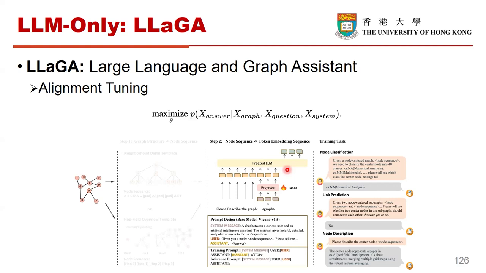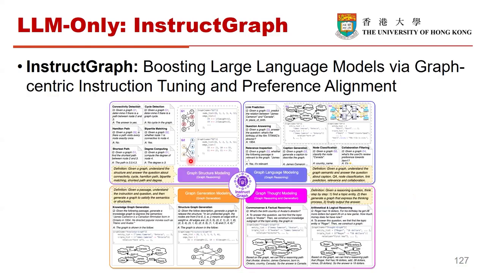And they conduct three kinds of downstream tasks such as node classification, link prediction, and node description. And I think the node description here is a kind of generation task, which means they generate some text based on the node to describe the node using the structured data obtained by the graph translation.